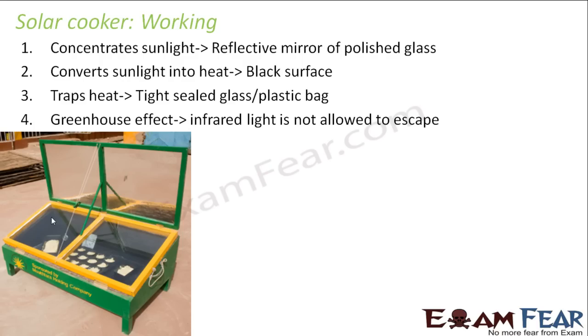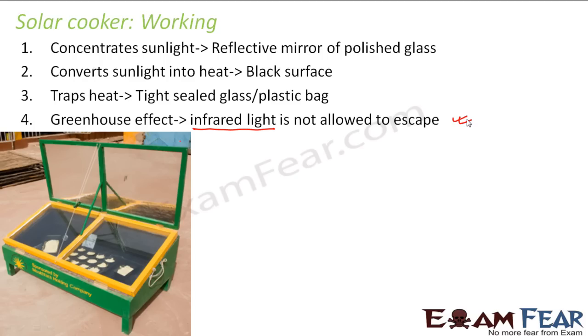Now what is the purpose of infrared light? The infrared light actually causes heating. So that means it adds to the heat trapping. So because of this, more heat is trapped. So it adds to the heat trapping effect. So that means the basic principle behind the working of a solar cooker is that more and more heat should be trapped inside the solar cooker, because if you have more and more heat, that heat can be utilized for cooking purpose. How do we actually cook things?